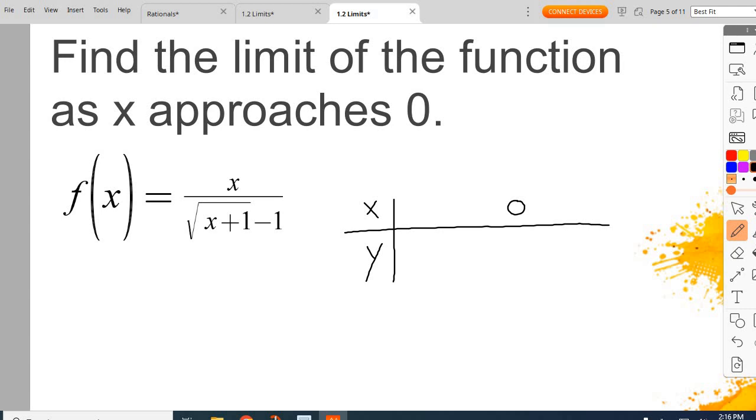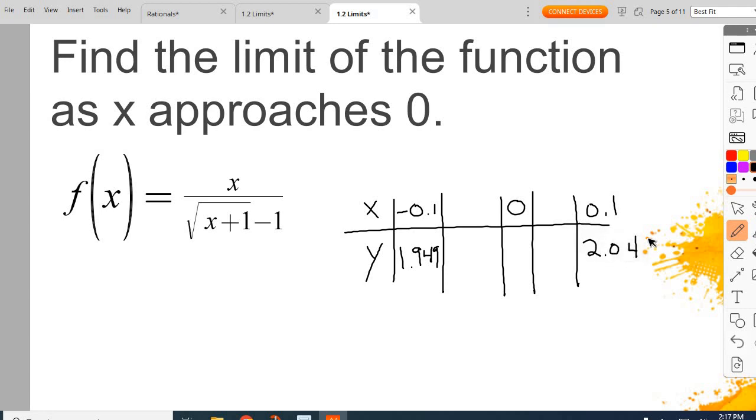Okay, so I have a negative 0.1, and that gives us 1.949. And then I have a 0.1, which gives us 2.049, okay? But as of right now, that's still not close enough for us to see a distinct pattern, okay?